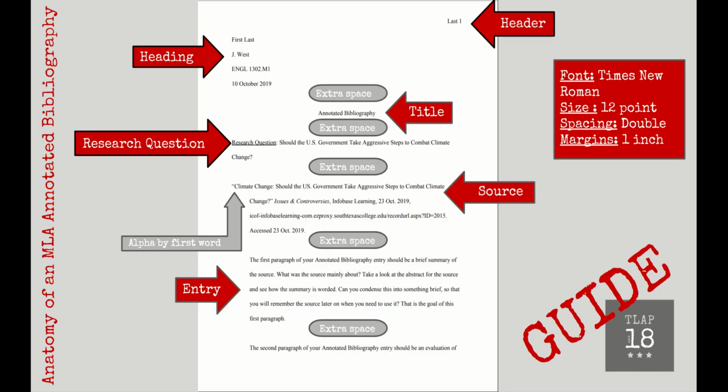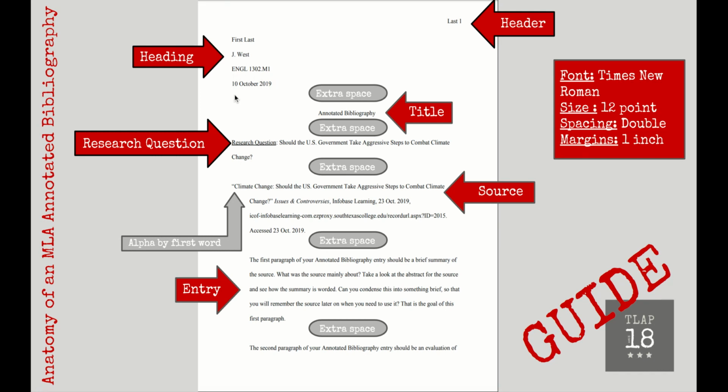Okay, so we're going to break down all the parts of an annotated bibliography right here. As you can see, I titled this slide Anatomy of an MLA Annotated Bibliography. So as you can see, there are lots of parts that are similar. So some of the things that are similar to a regular paper would be your heading, which has your first and last name. It has your instructor's name or professor's name.